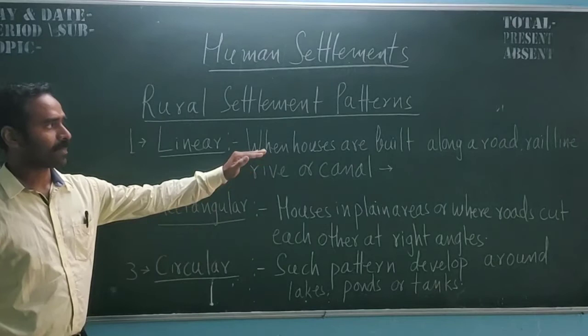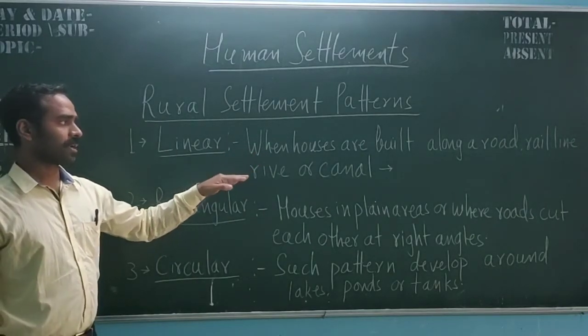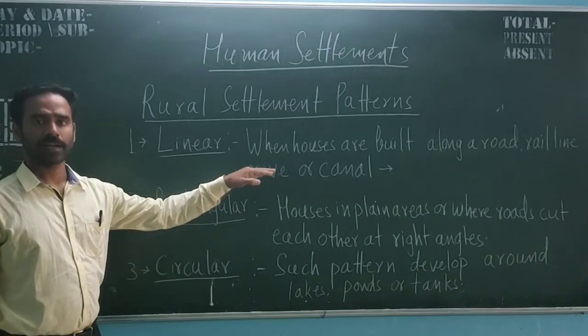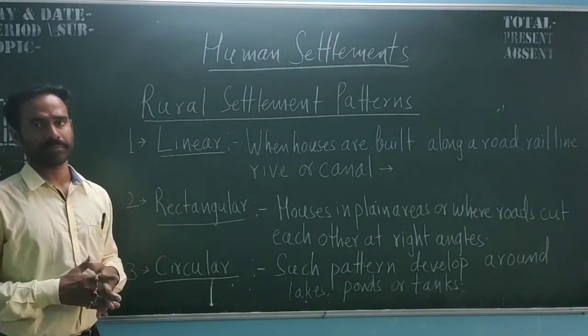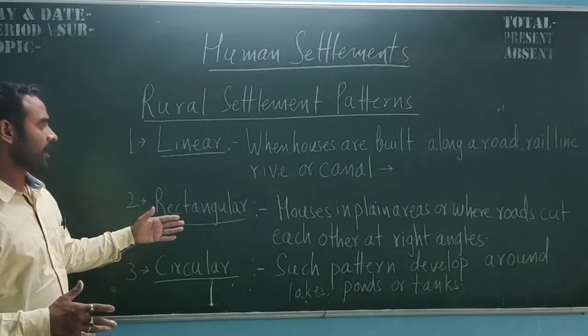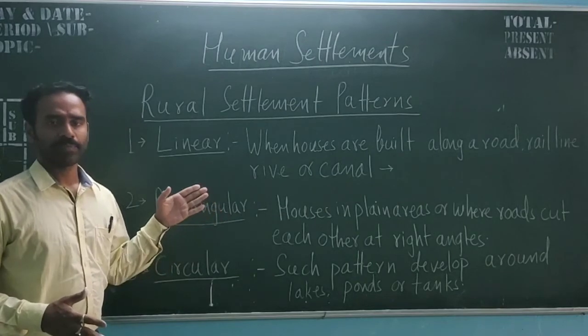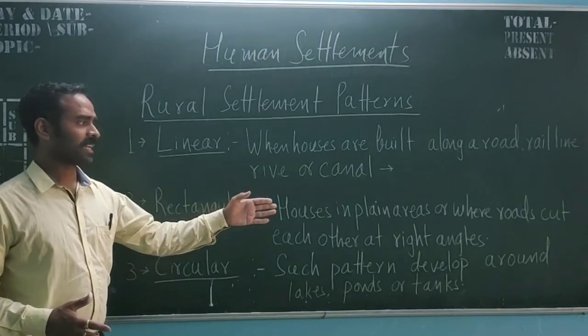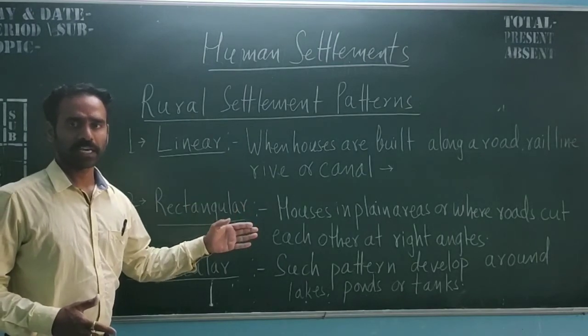So first of all, linear pattern. When houses are built along a road, railway line, a river or a canal, then the pattern formed is called as linear. The rectangular pattern. Such a pattern may be seen in the plain areas where roads cut each other at approximately right angles.